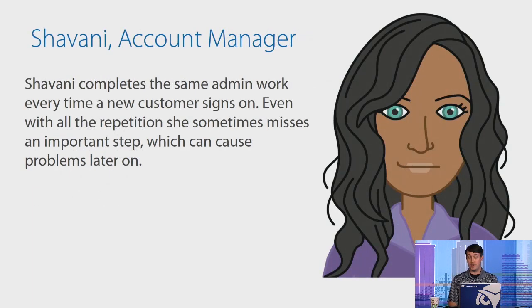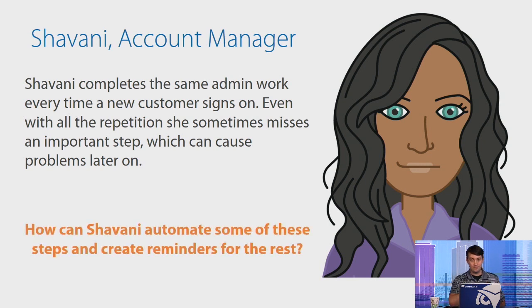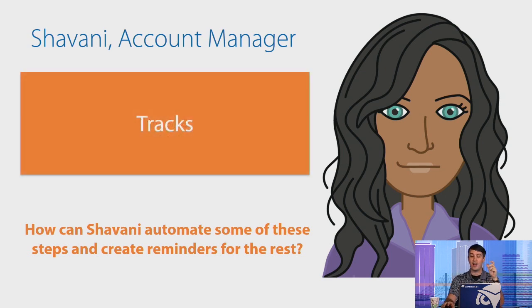Now we're going to check in with Shavani, our account manager, and she completes the same admin work every time a new customer signs on. Even with all the repetition, she sometimes misses an important step, which can cause problems later on. She wants to know how she can automate some of these steps and create reminders for all of the rest. For this, we are going to use tracks. Tracks are going to be a series of automated steps that are performed on a defined timeline.